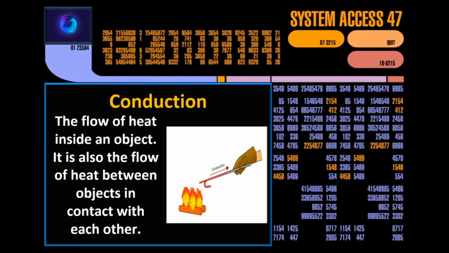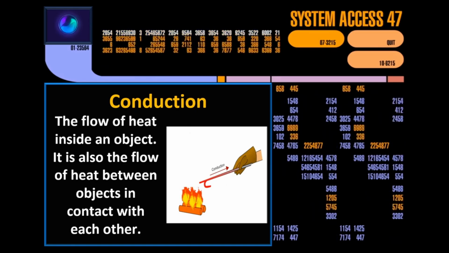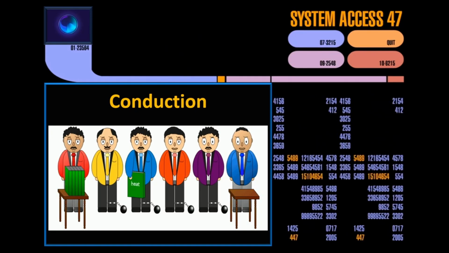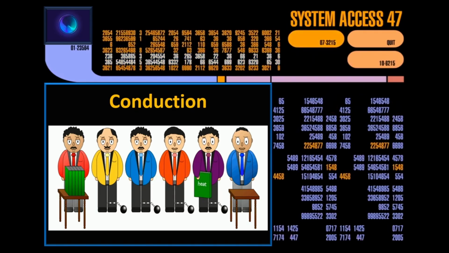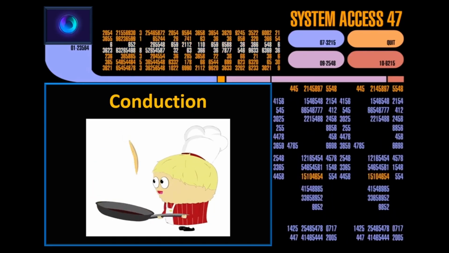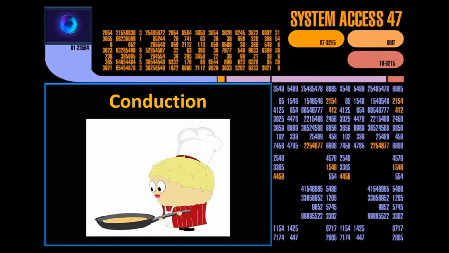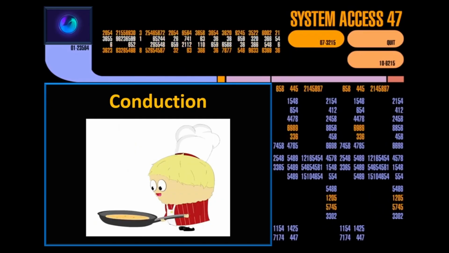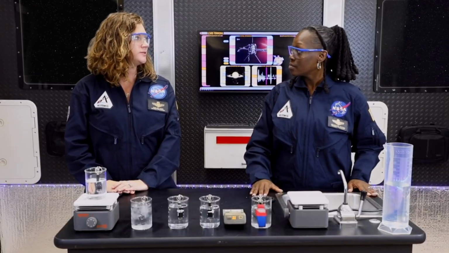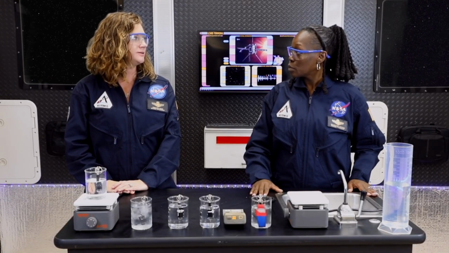It is also the flow of heat between objects in contact with each other. For instance, one piece of metal could conduct heat from another piece of metal if the two are touching each other. Or another example would be the flow of heat from a hot frying pan to food placed on the pan to cook. Professor Baker, is there an easy way for students to remember the process of conduction?